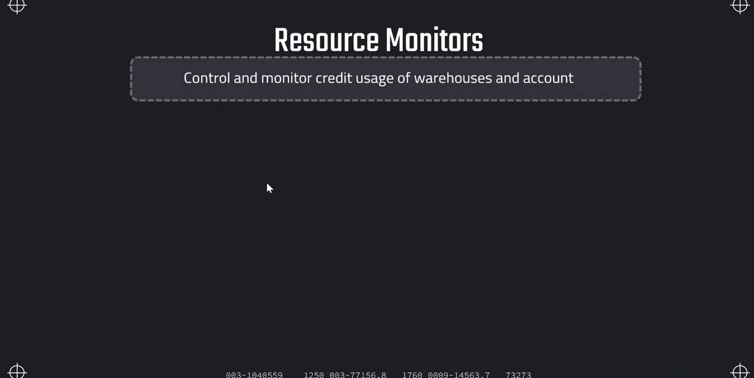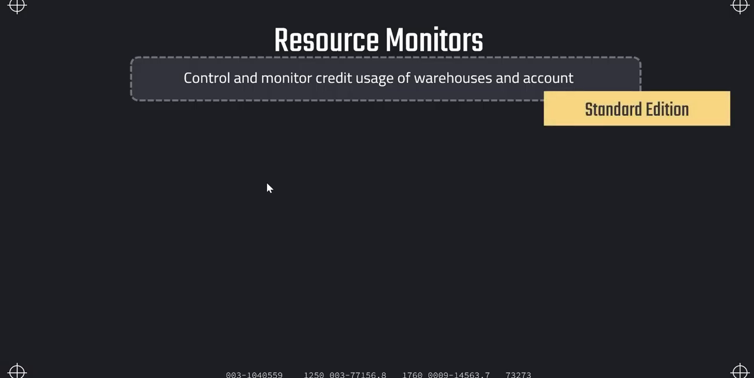Resource monitors are objects that we can use to control and monitor the credit usage of both warehouses and also our entire account. This is a feature that's available for the Standard edition and higher editions, so basically for all of the editions and all of the accounts.